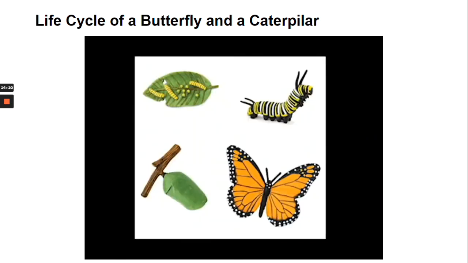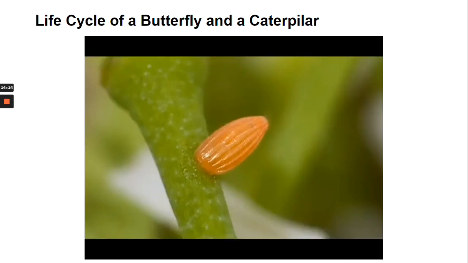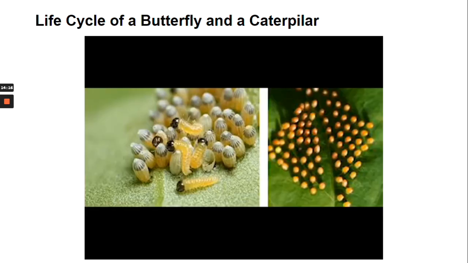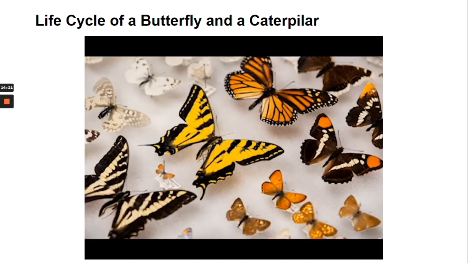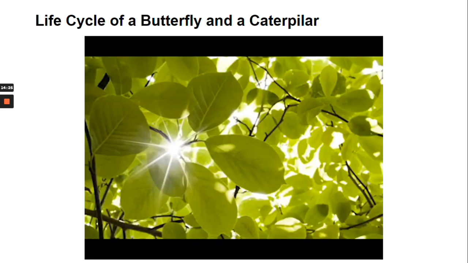The butterfly has a 4-stage life cycle. A butterfly starts its life as a small, round, oval or cylindrical egg. The egg shape depends on the type of butterfly. These eggs are usually found laid on the leaves of plants.